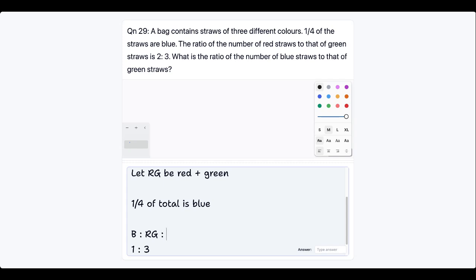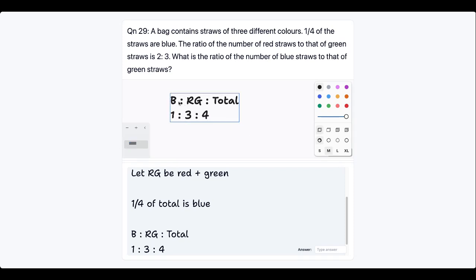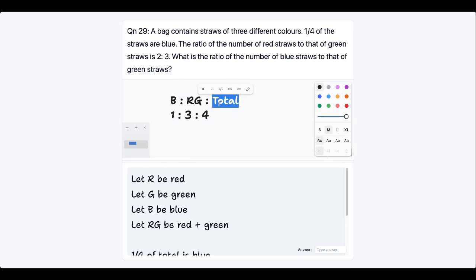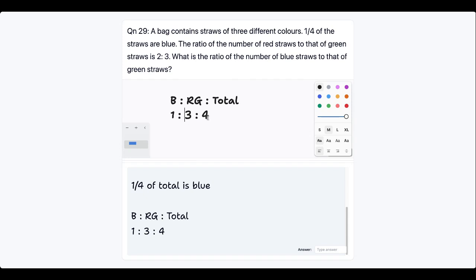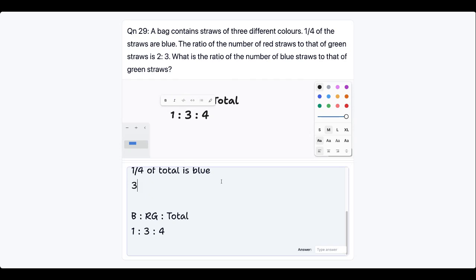Then the total is 4. That's what you see over here. Blue is to red plus green is to total is 4. So you just do 4 minus 1 and you get 3. So in essence, 3/4 of the total is red plus green.